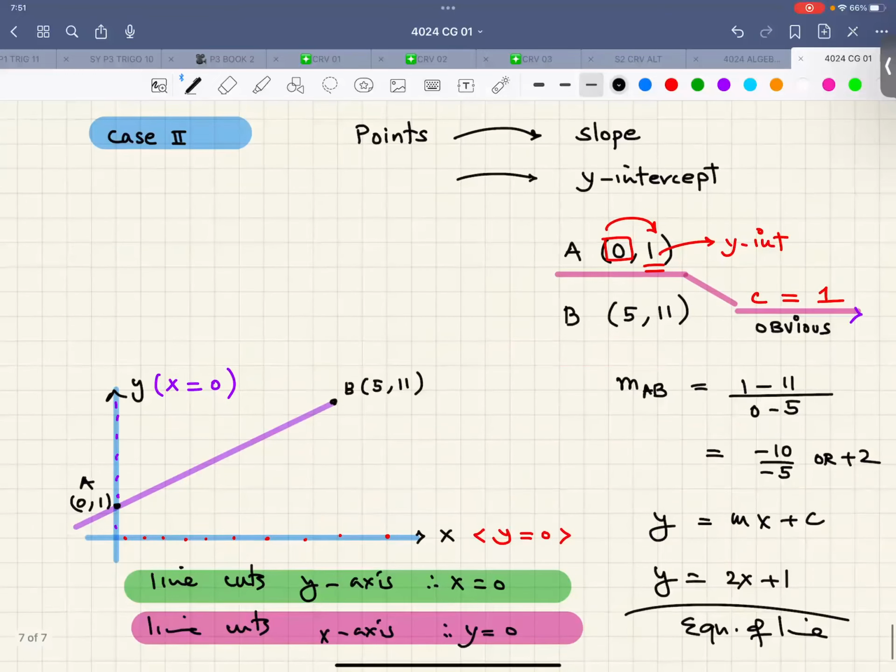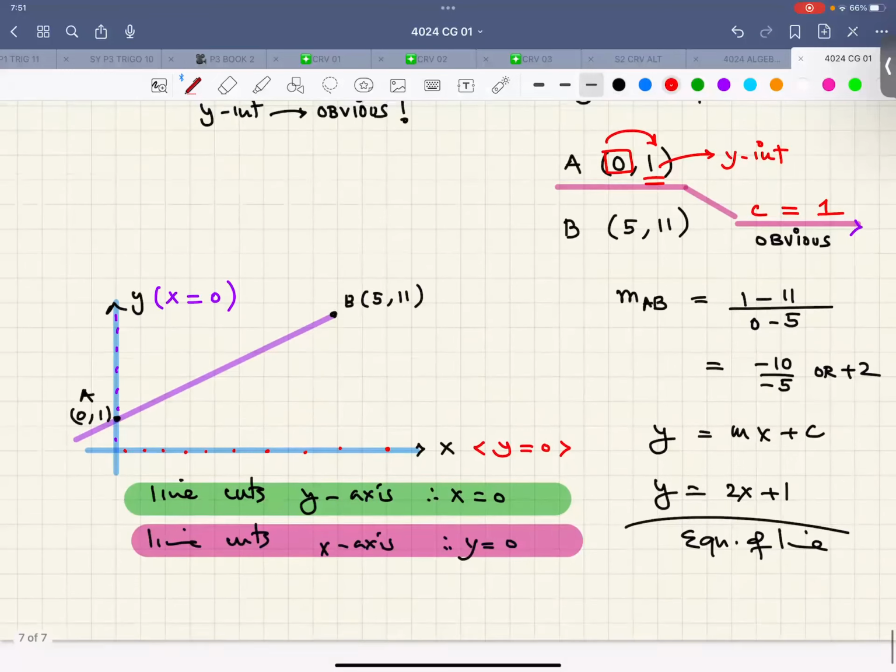That's case number 2. The y-intercept was obvious. That was already given. That was in the face. All you had to do was to calculate the slope. So slope, yes, calculation was required. And y-intercept was very, very obvious. What do you think is case number 3?